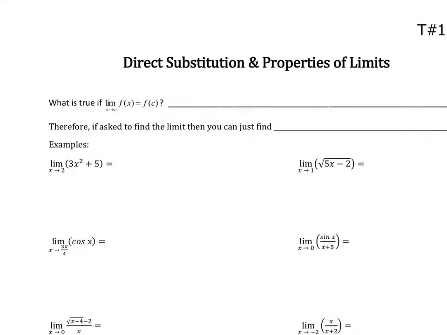Right, so let's talk about direct sub and some properties of limits. And we posed a question at the end of yesterday's notes: what is true if the limit equals the function value? And hopefully what you saw from that is that if that's true, then f of x is continuous at x equals c, if the limit equals the function value.